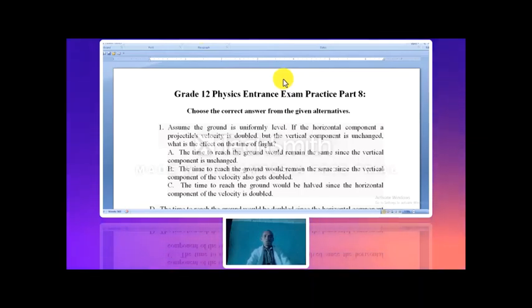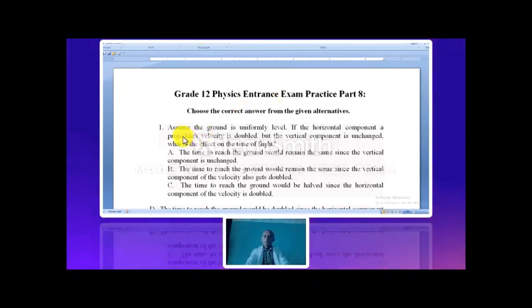Our title: grade 12 physics entrance exam practice part 8. Instruction: choose the correct answer. First, we see the question, explaining the given alternatives one by one. Finally, we go to the conclusion. Question number 1.